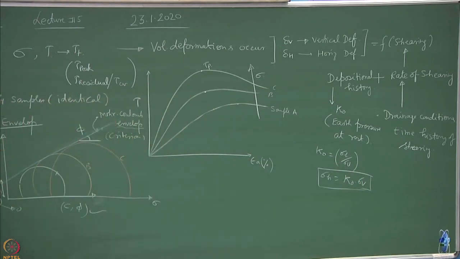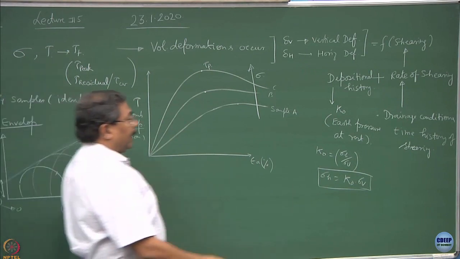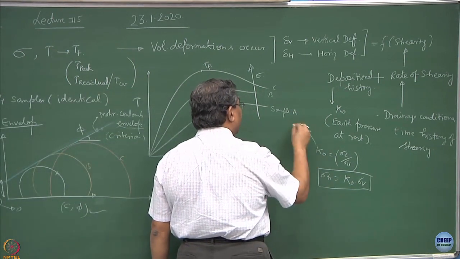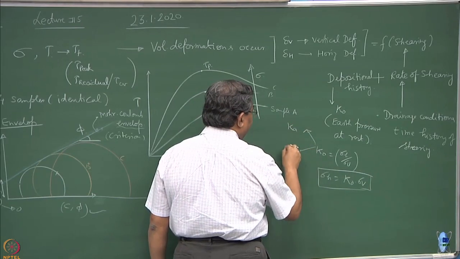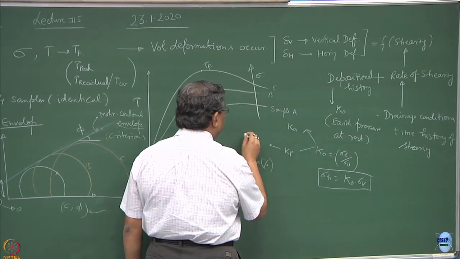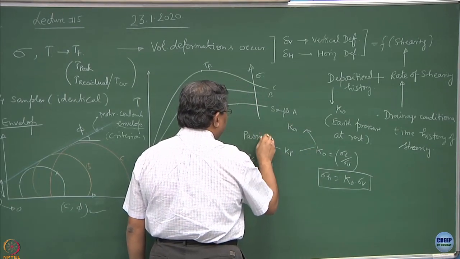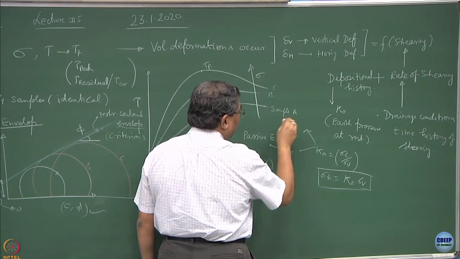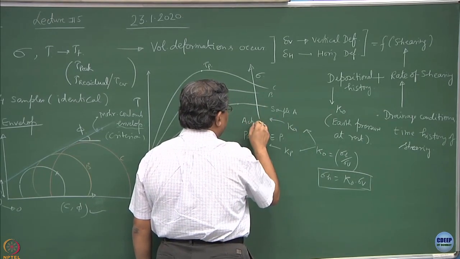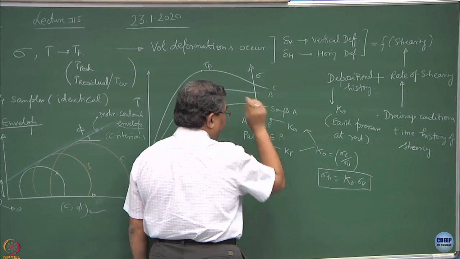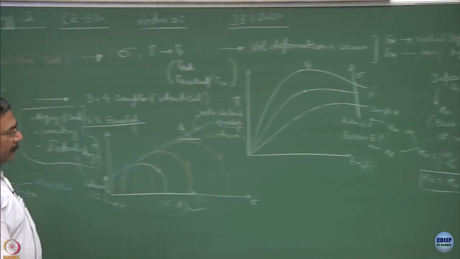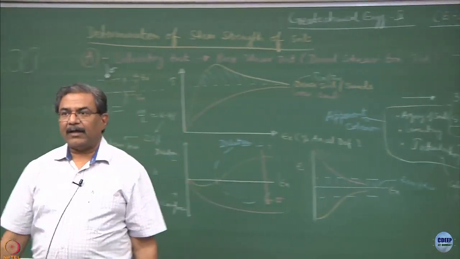What is the meaning of at rest? I am not shearing the sample at all. At rest, no movement, no displacement, clear? So this is at rest condition. From here we will derive active and passive situations later on, Ka and Kp. So Kp will become passive earth pressure condition and this becomes active earth pressure. So to begin with, I will deal with only K naught condition.